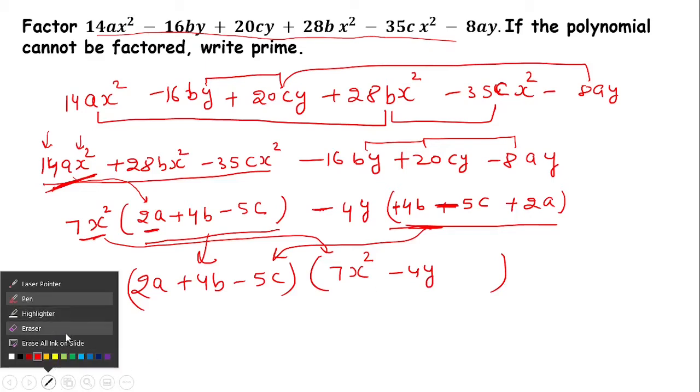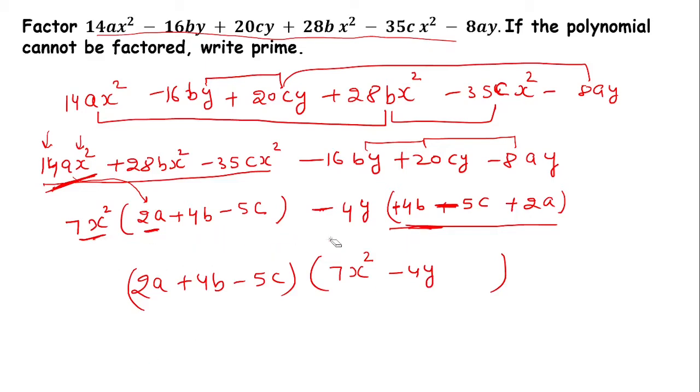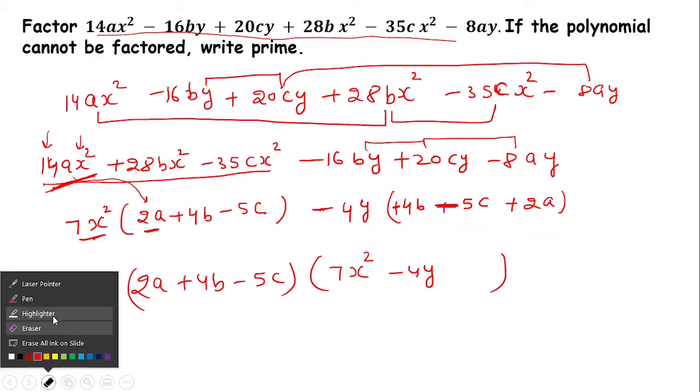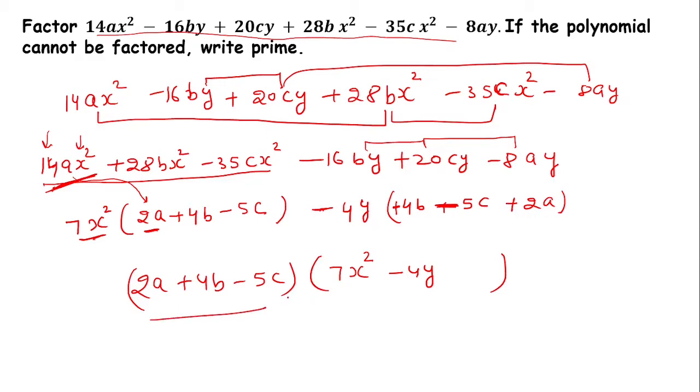So the final answer is here. What's the final answer? This is the final answer. One factor and this is the second factor, and both are multiplied. That is my final answer. I hope this is clear. If you have any doubt, you can just stop the video and redo it again.